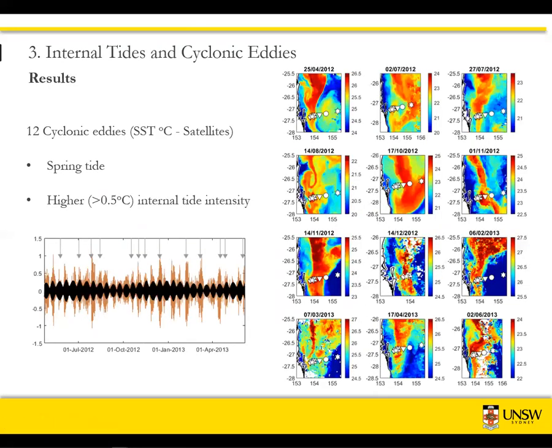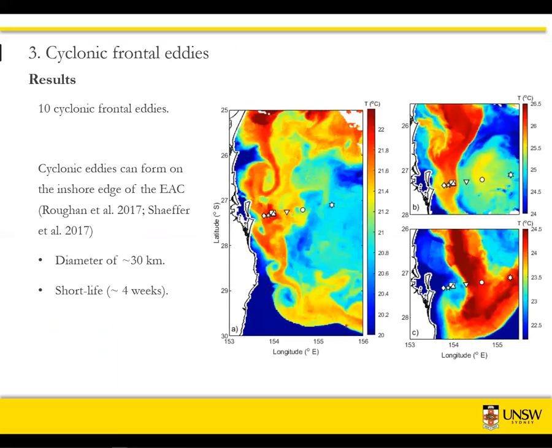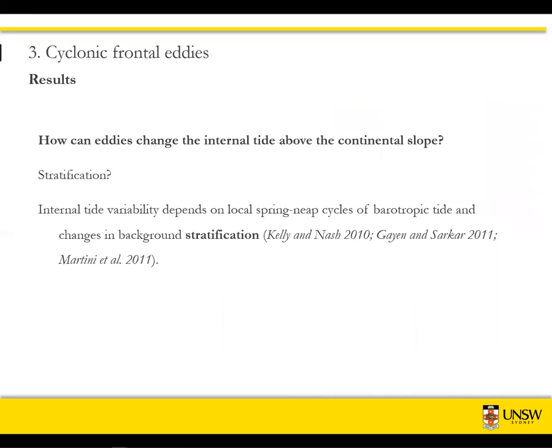And we realized that most of the peaks of the internal tide have the presence of a cyclonic eddy passing through the study area. So we had a closer look at the cyclonic eddies, and we can see that they happen very often. This is a snapshot where we can see 4 cyclonic eddies passing through the study area, and they are called frontal eddies because they are submesoscale cyclonic eddies, about 30 kilometers. So how can the cyclonic eddies influence the internal tide?